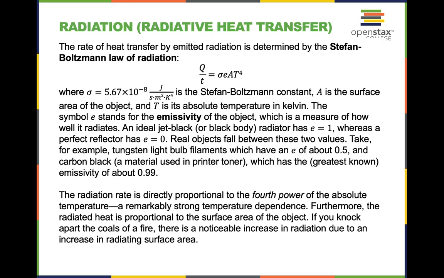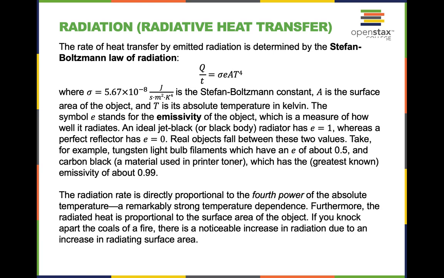The rate of heat transfer emitted by radiation is determined by the Stefan-Boltzmann law of radiation. Q over t equals σ e A T to the fourth, where σ equals 5.67 times 10 to the negative 8, and this is Stefan-Boltzmann's constant. A is the surface area of the object, and T is the absolute temperature in Kelvin. The symbol e stands for emissivity of the object, which is a measure of how well it radiates.